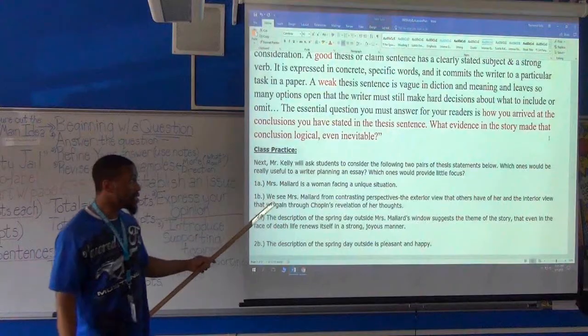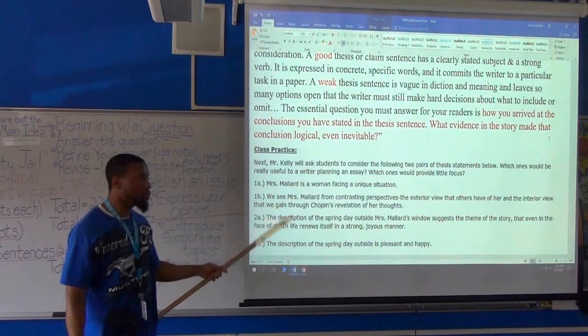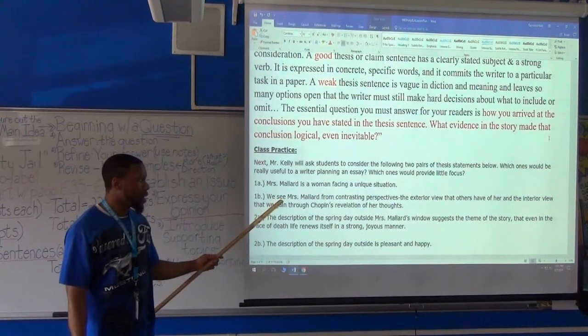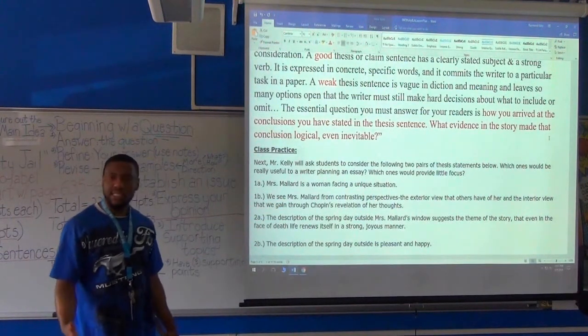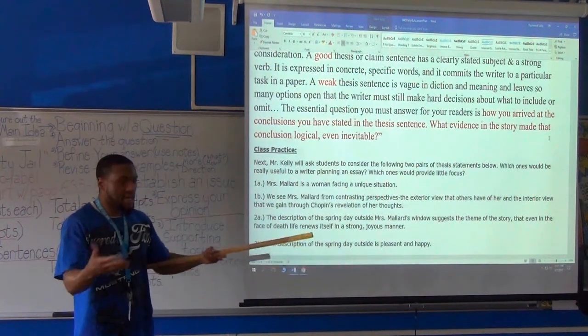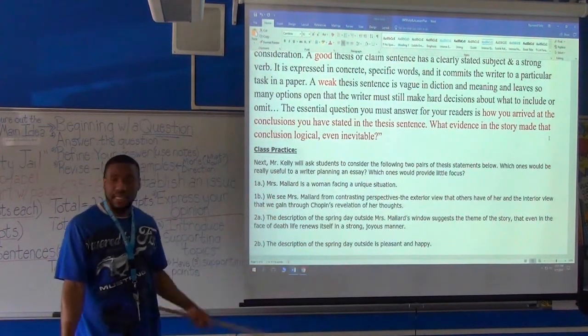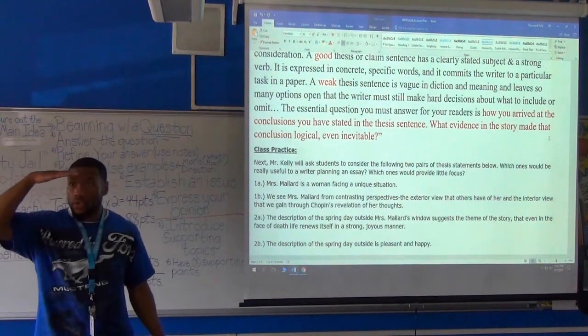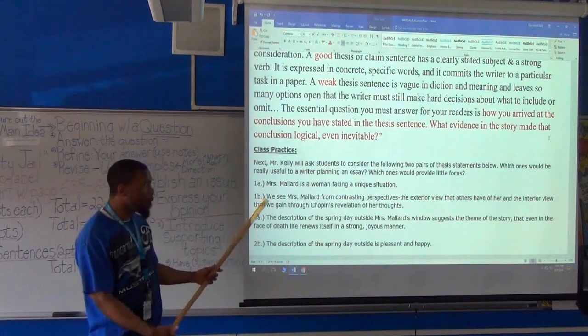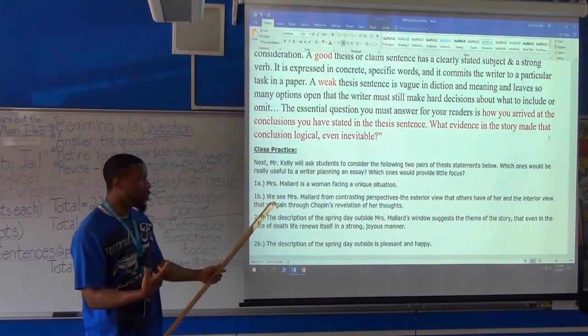Okay, the verb is "see." So "is" or "see," which one is stronger? I think "see" is stronger. When we say "is," we don't know what that is. It's just a state of being. But when we say "see," we can say either literally they're saying something or figuratively they're saying something. So we know what the subject is. See who?